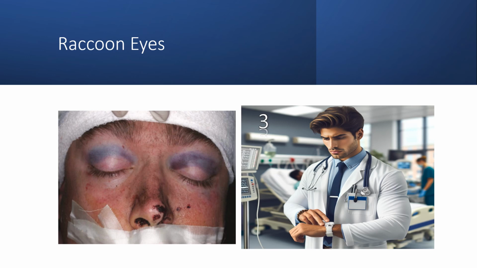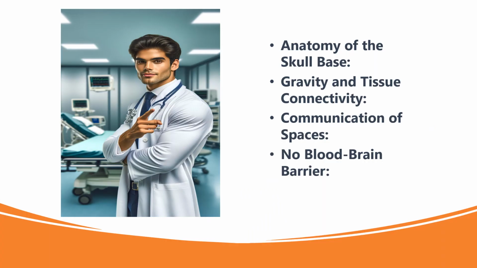But why do they develop? Anatomy of the skull base. The base of the skull contains numerous blood vessels and sinuses. When a fracture occurs in this area, they can be damaged, leading to bleeding. Gravity and tissue connectivity. The skin around the eyes is very thin and loosely connected, which allows blood and other fluids to easily spread and accumulate in this area. Due to gravity, blood at the base of the skull can seep downwards towards the soft tissue around the eyes.